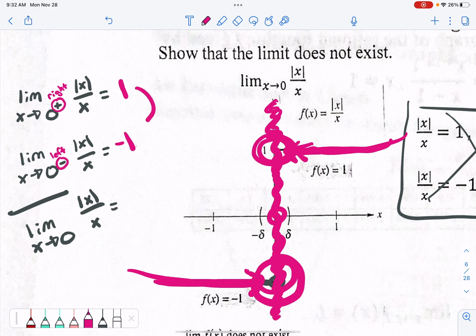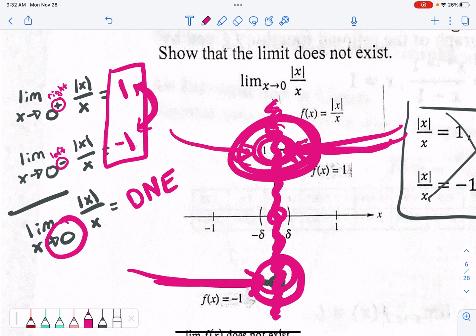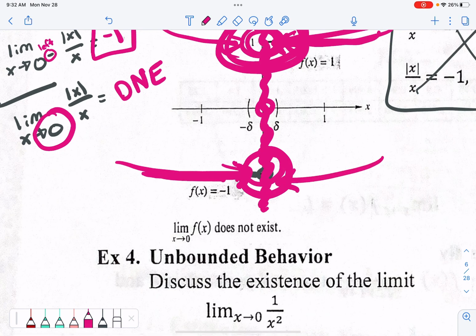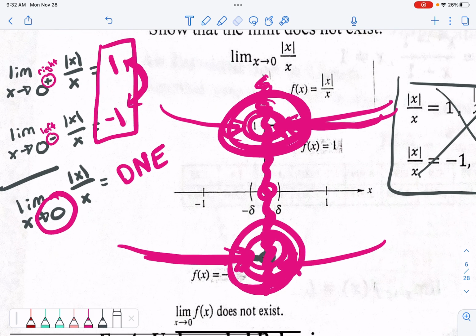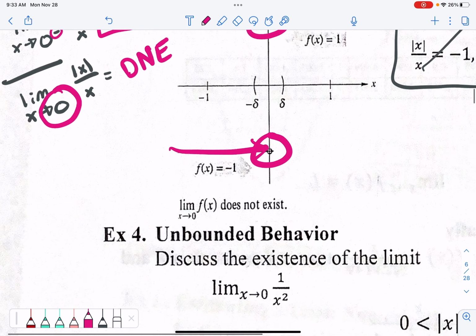Now, when I try to combine these two and ask what's the behavior in general as we go to 0 from both sides together, these two are conflicting and they are not approaching the same value, so the limit does not exist. If this was coming in here and this was coming in here, then it would be a y-coordinate of 1. If it was coming in here and here, then it would be a y-coordinate of -1. But this one's approaching 1 on this side and this one's approaching -1 on this side, so the limit is not going to exist because they are conflicting values on the left and the right. I hope that made sense.